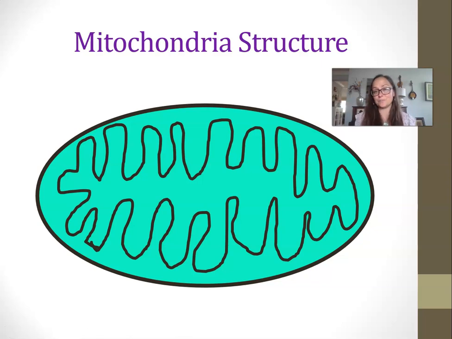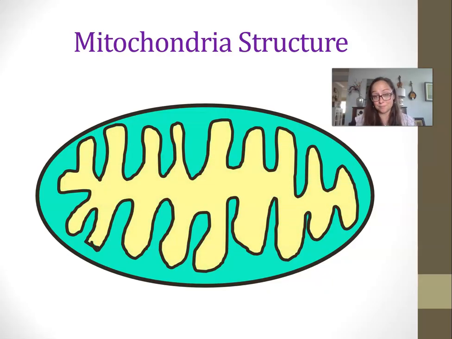And the reason for the two membranes is based in the endosymbiotic theory. So I highly recommend looking into that more. But anyway, when we look at our mitochondria, we have two membranes. We have an outer membrane and an inner membrane. And on the inside, we have the matrix. Now, the matrix is where the citric acid cycle or the Krebs cycle occurs.